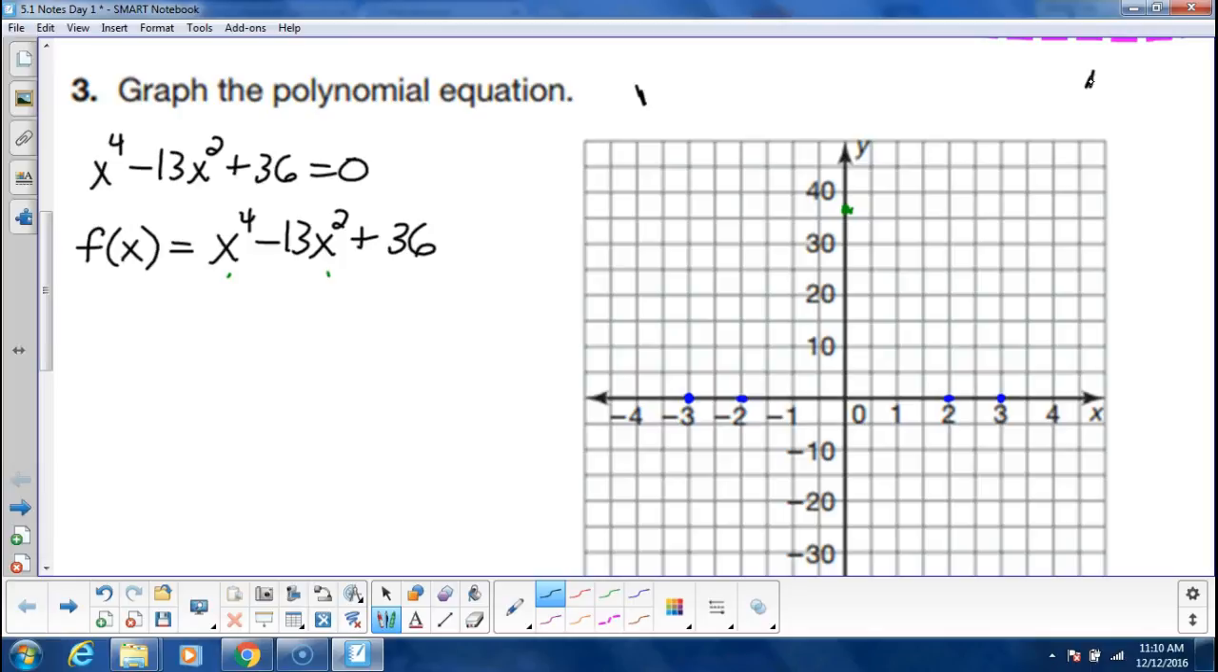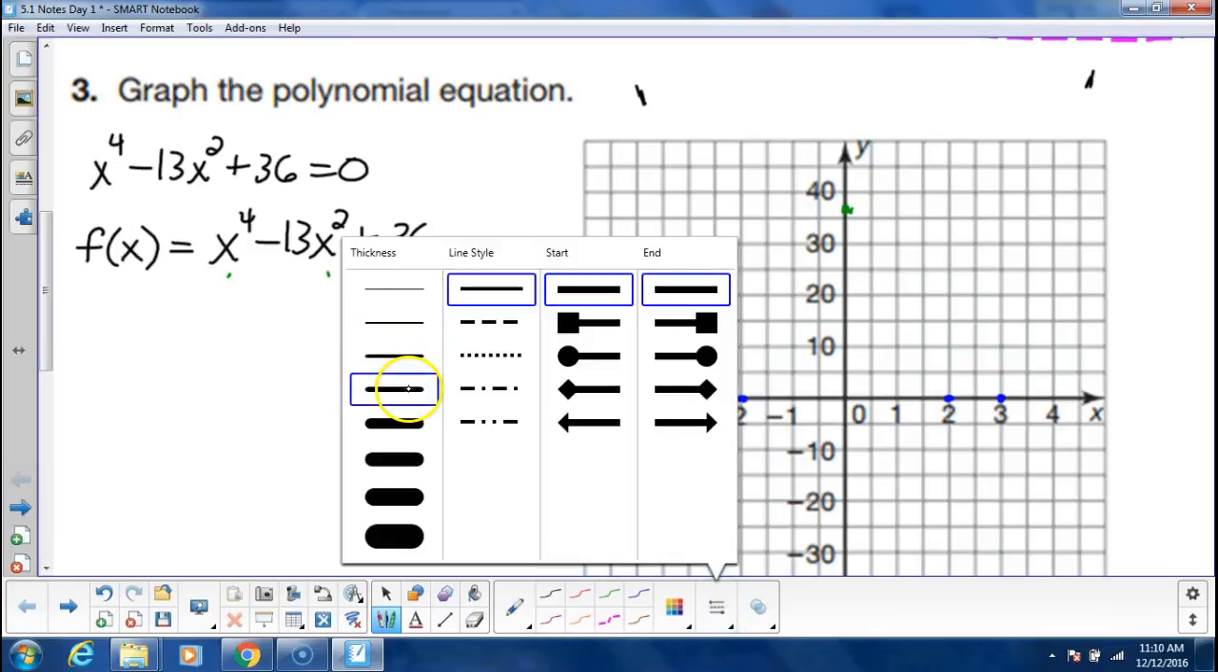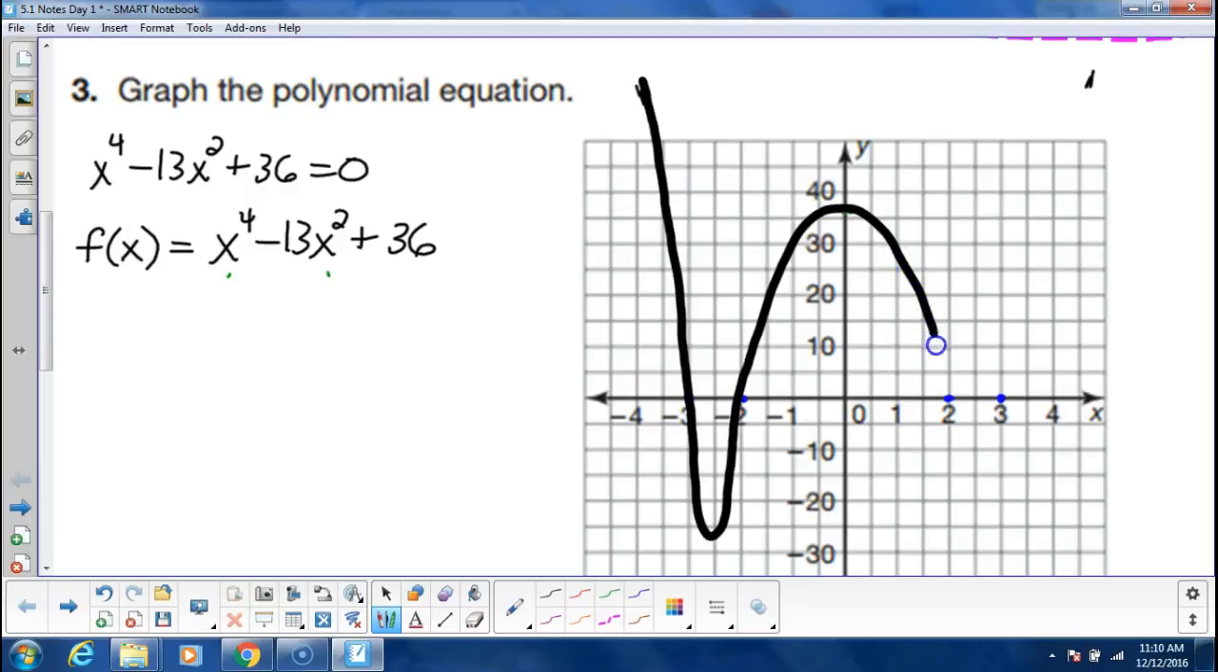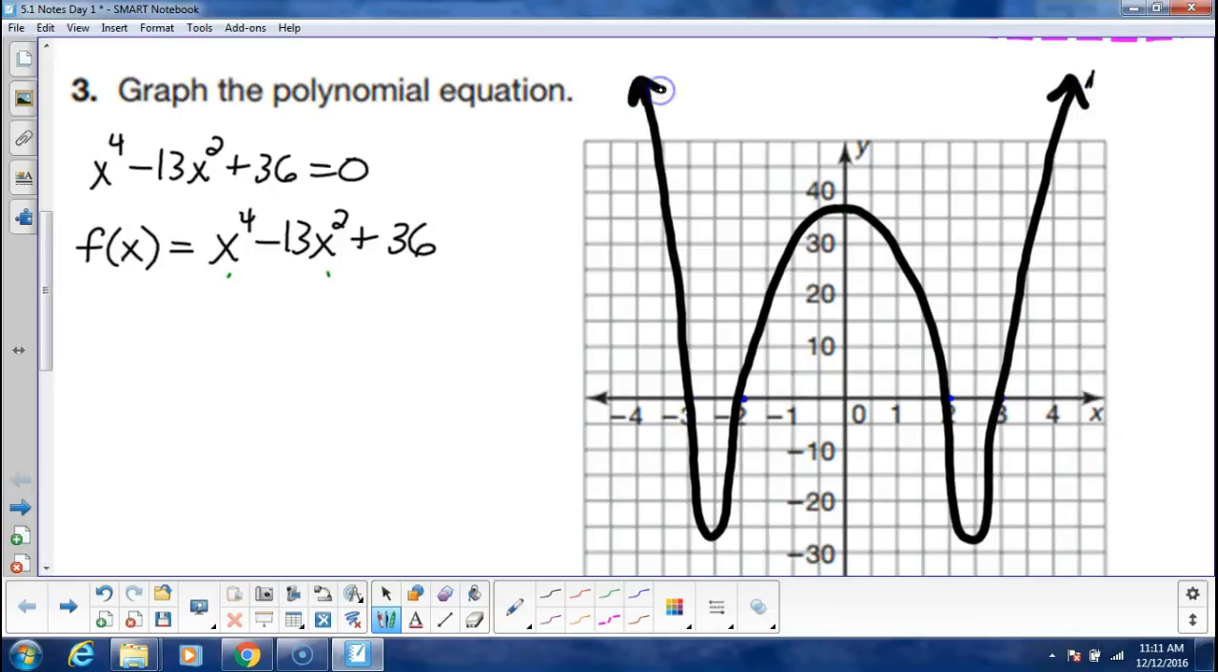So my function here is going to come down from on high, go through -3, turn, come back up through -2, go through my y-intercept, which Max said was 36, turn, come down through 2, turn, go up through 3, and off that way. So it looks kind of like a W, right?